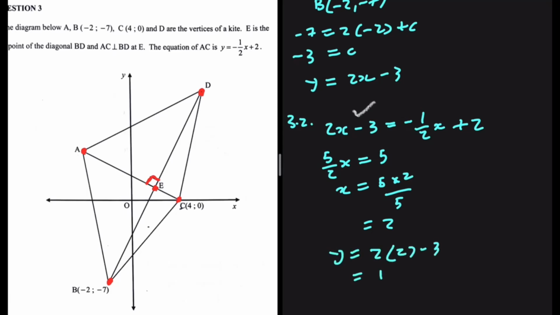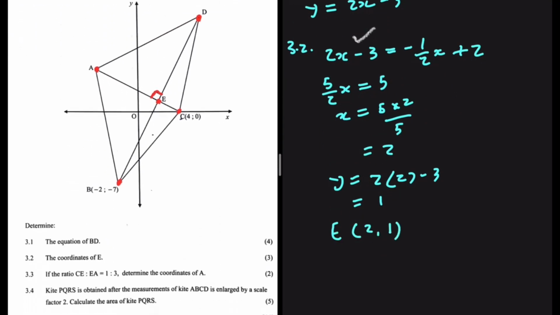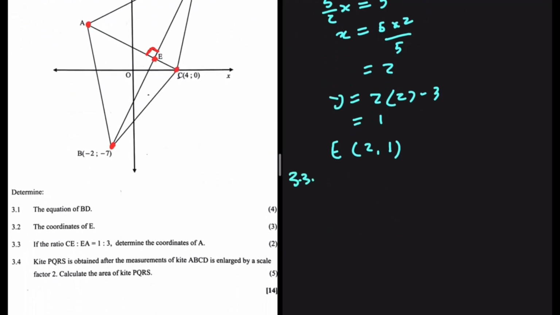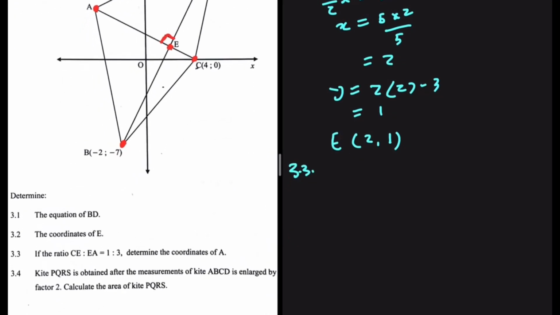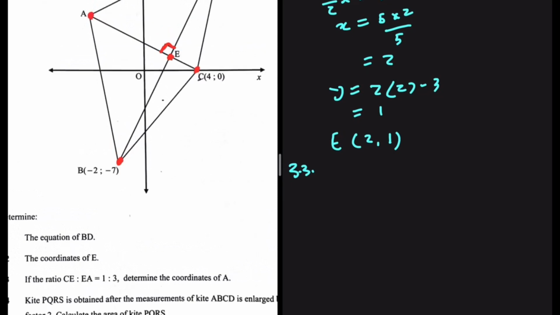This is just equal to 1. So the coordinates of E, we have x being equal to 2 and y being equal to 1. That is 3.2. Let's do 3.3. If the ratio CE is to EA is equal to 1 is to 3, determine the coordinates of A.